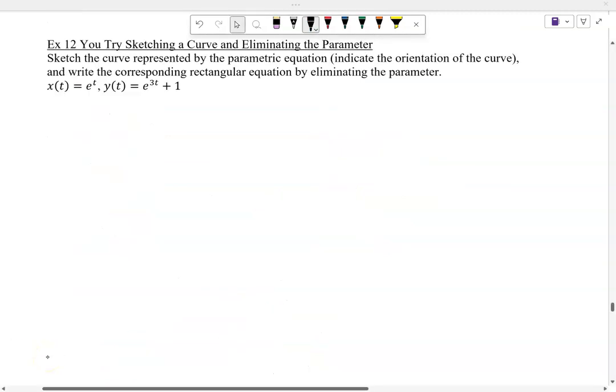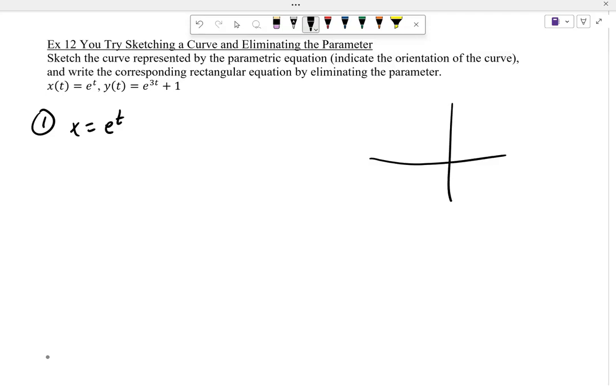For this, I'm going to go ahead and actually eliminate the parameter first on this one. Notice I got x equals e to the t. Well, e to the whatever is always positive, right? If you think about e to the x, here's y equals e to the x. Doesn't matter what the x is, it's always positive, right? And so that's of note here. If e to the t is always positive, well, x is always going to be positive, right?